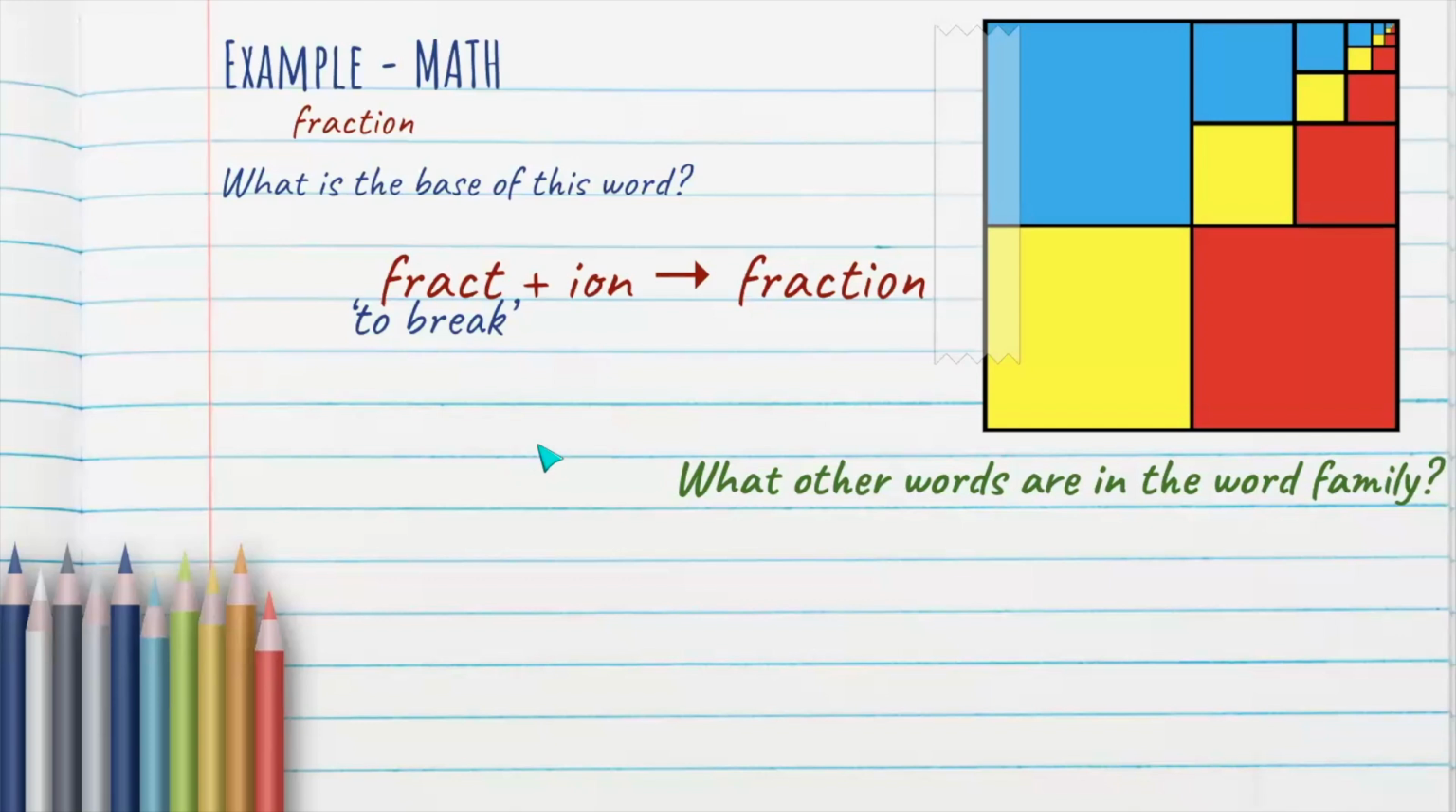You will find commercially available resources that list ION, TION, SION, ATION as a suffix, and that it's just, no, it's not it. Because if that's the case, then the base, whatever is left, would have to exist in other words. And that's just not how morphology works. We don't break up morphemes that way. So when I look at fraction, and if I know FRACT is the base, what are some other words that are in the word family? Fracture, fractal.